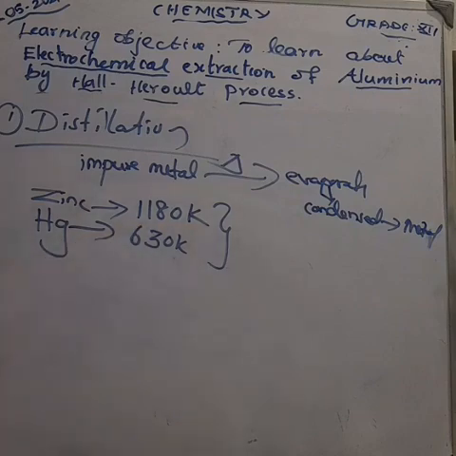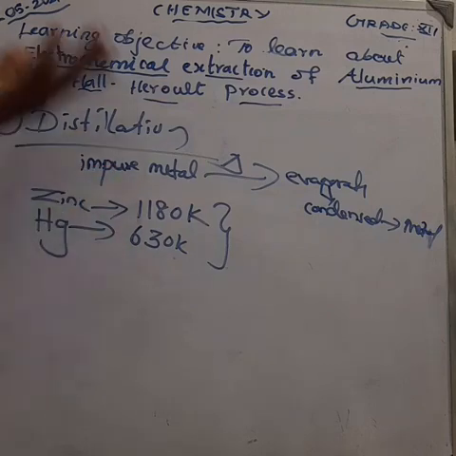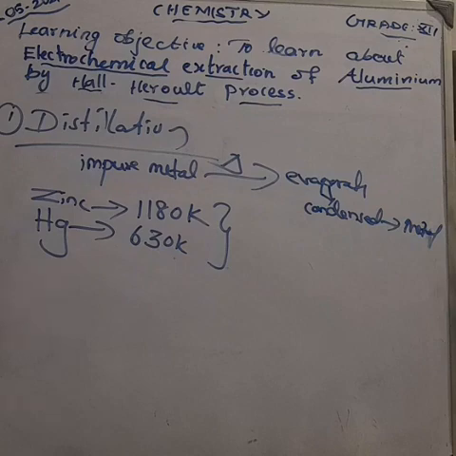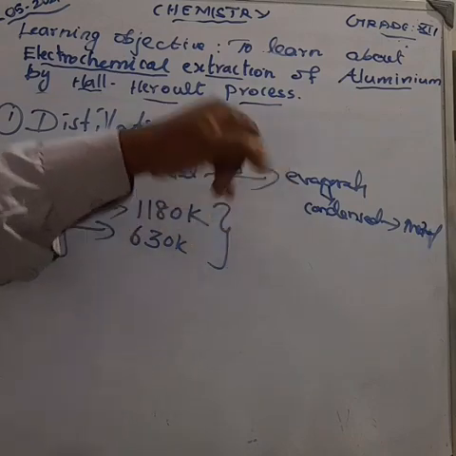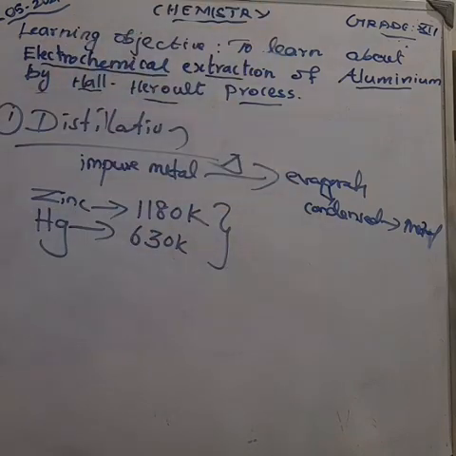When we are heating, the mercury metal easily melts. Am I right? Easily melts. And anyhow, when the impure metal is heated, it evaporates and then the vapors are condensed to get a pure metal. That is about the distillation.